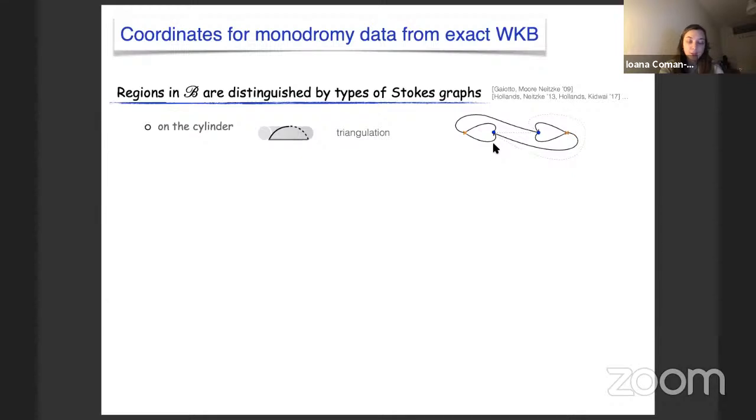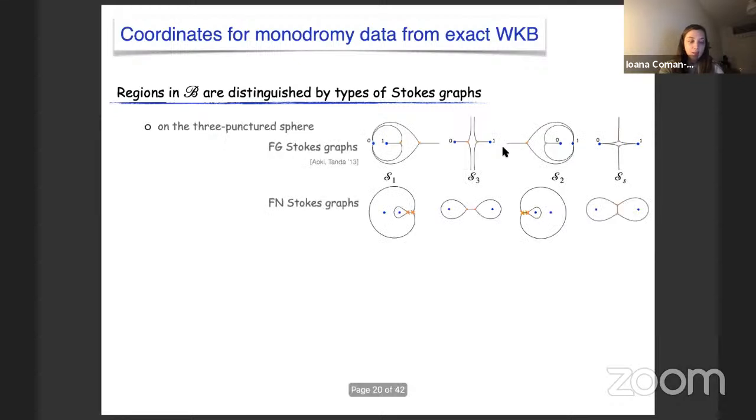And generic Stokes graphs are dual to WKB triangulation, which I've depicted here by the dashed lines, whose edges stretch inside a Stokes region in between the punctures. Now, when C is a three-puncture sphere, the possible types of generic Stokes graphs have been classified by the number of Stokes curves running into each of the punctures, which I depicted here at 0, 1, and infinity.